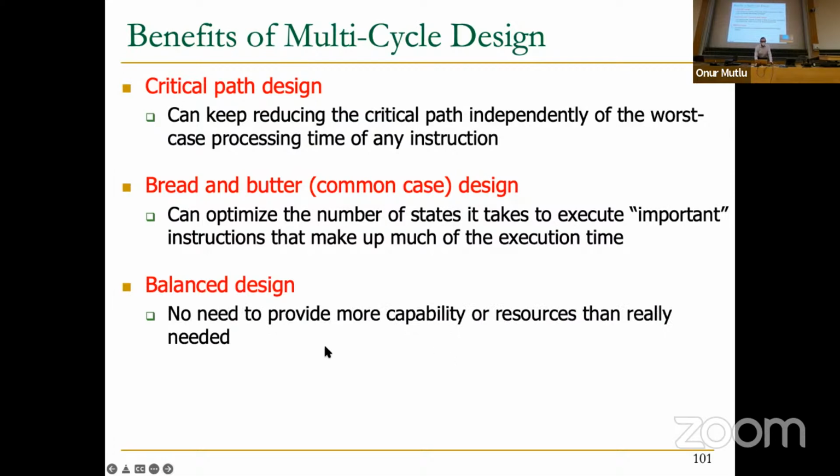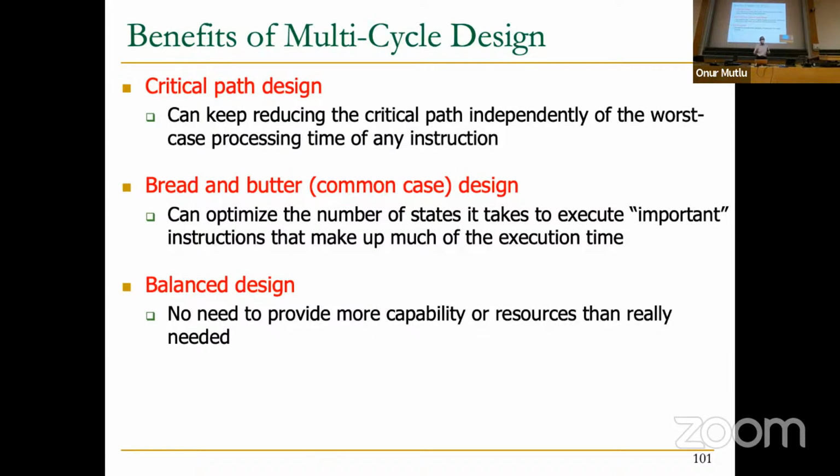Balanced design. The problem with single cycle was you need to replicate a lot of resources. Here we can be frugal. You don't need to provide more capability or resources than really needed. You can use the same ALU to do PC equals PC plus 4, to calculate the branch target address, to calculate the register results, to calculate the address of the memory. And if an instruction requires all of them, meaning its specification requires that the instruction should do that, you can do them in different clock cycles on the same ALU. So you can have only one ALU to do all of that. It's very powerful, basically.